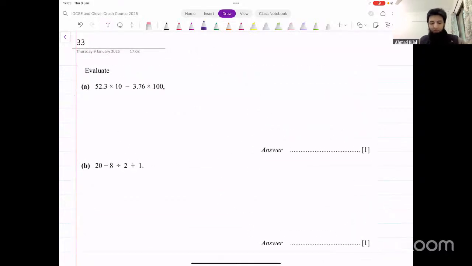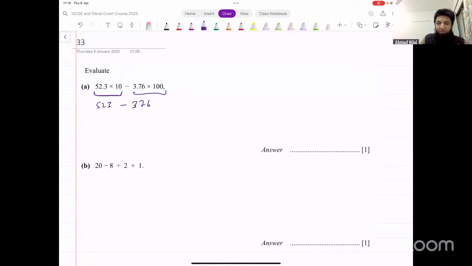Okay, so how do we evaluate this? 52.3 times 10 minus 3.76 into 100. Is that what you're asking about? Okay, so what do we do first? Multiplication. So multiplication has to be done first, right? 52.3 times 10, what's that? That's 523. This multiplication has to be done first. You've got 2 zeros, so the decimal will shift 2 places to the right, and that gives you 376.